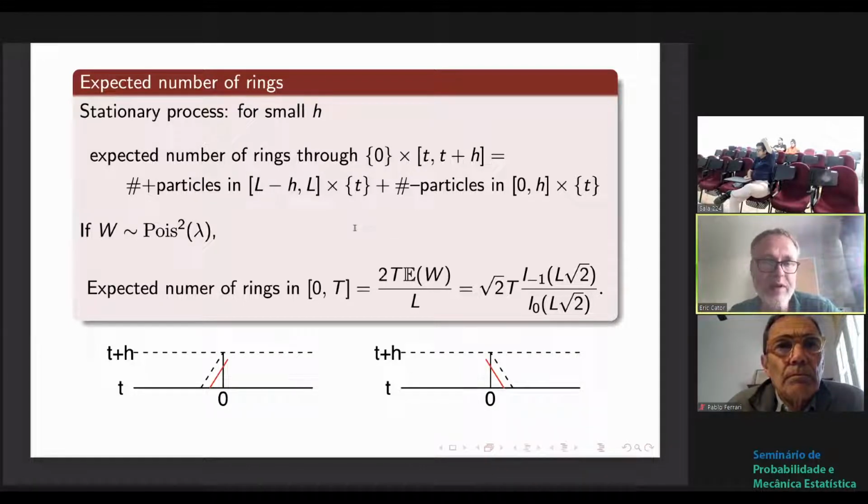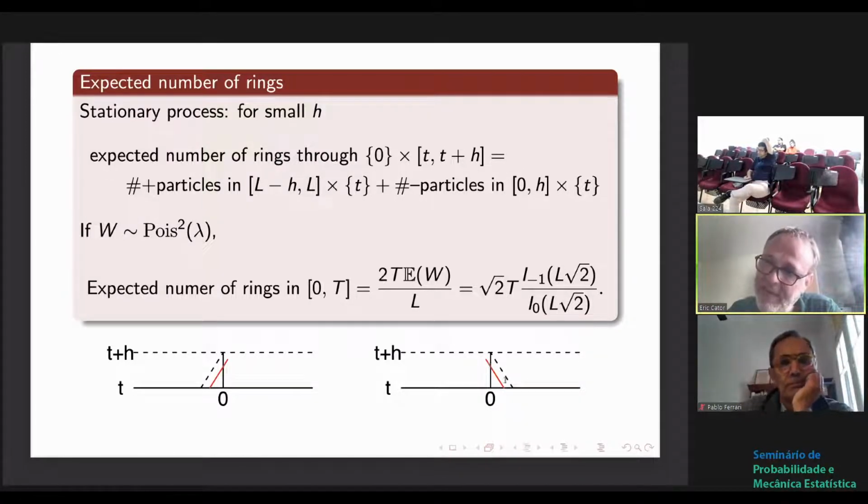So how do we do that? Well, we are in the stationary case. So if you take a vertical line, that's a line in time, which is what you see here at the bottom, then you can wonder, what is the probability that between t and t plus h, there is a crossing, a particle through a ring going through this line? Well, there are two options. It's either a positive crossing or a negative crossing, like here on the right. And can we calculate the probability of that happening?